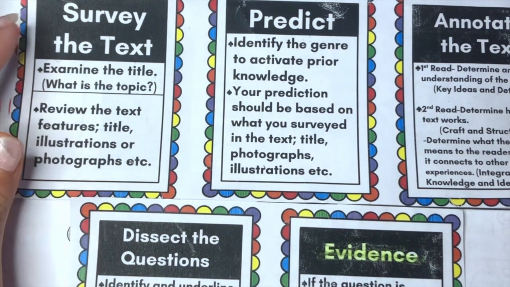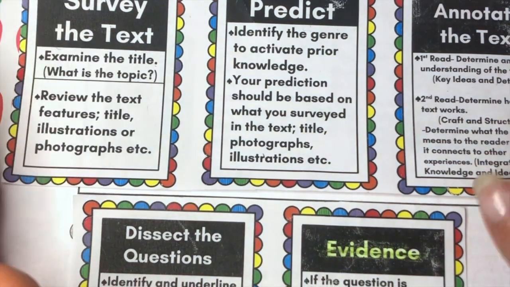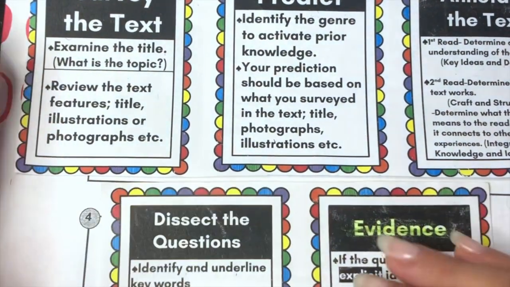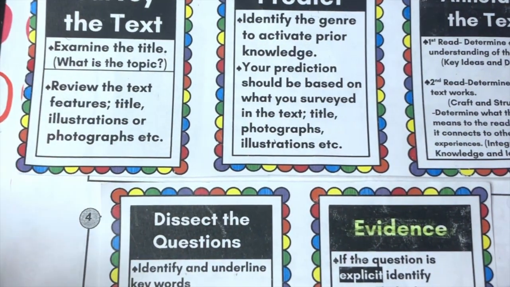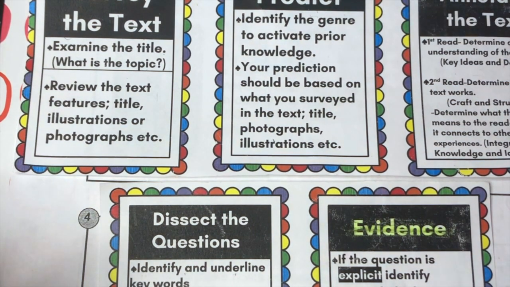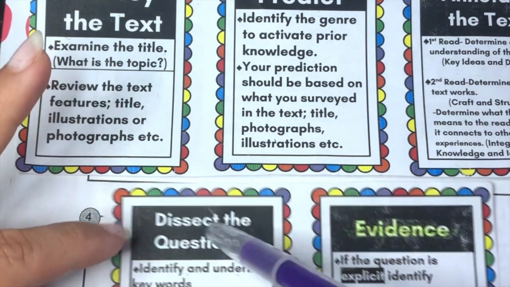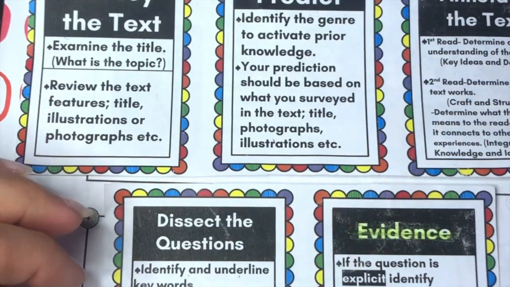Okay, and how are we going to read this? We're going to use a SPADE strategy. We're going to survey the text. We're going to write a prediction. We're going to annotate the text. We're going to dissect the questions, and we're going to use text evidence to support our answer.